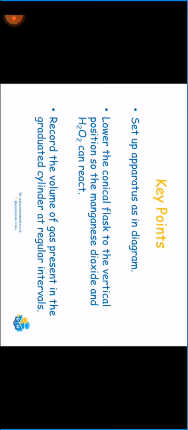So some key points just to go back over. You set up the apparatus as per the diagram we've just discussed. You lower the conical flask to the vertical position so that the manganese dioxide and the hydrogen peroxide can react, and then you record the volume of the gas present in the graduated cylinder at regular intervals.